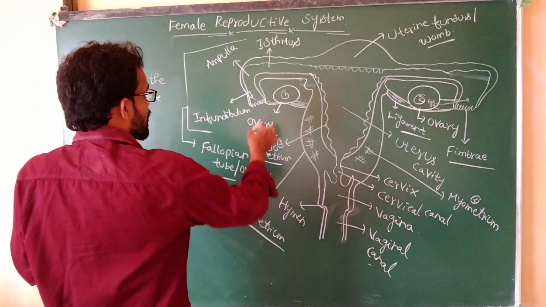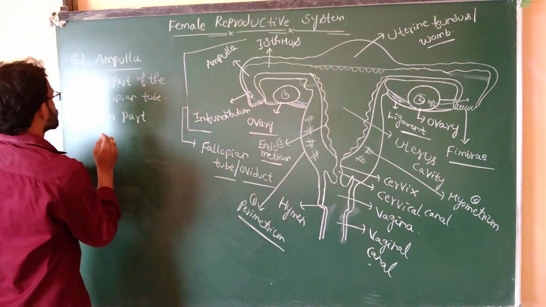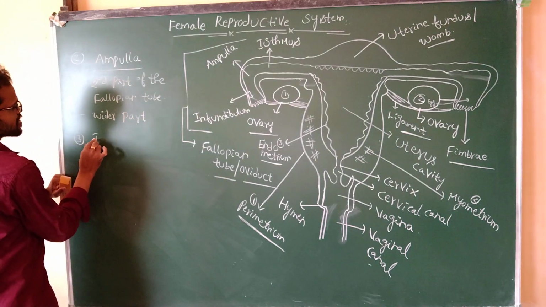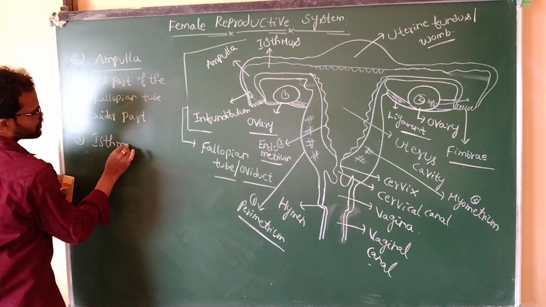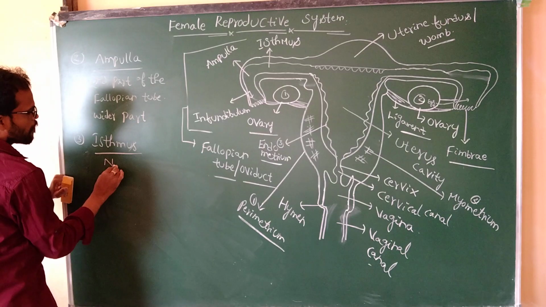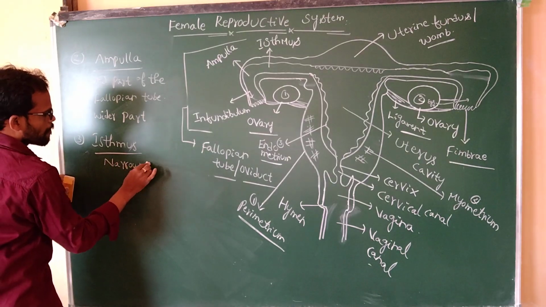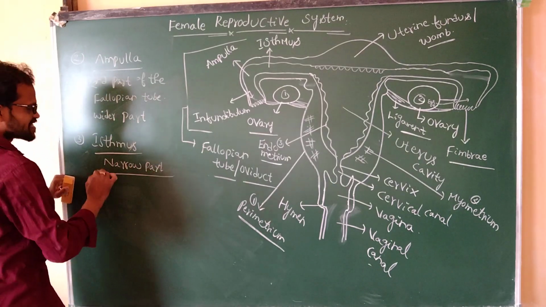The ampulla opens into the narrow part. What is the next one? The narrow part is known as the isthmus.